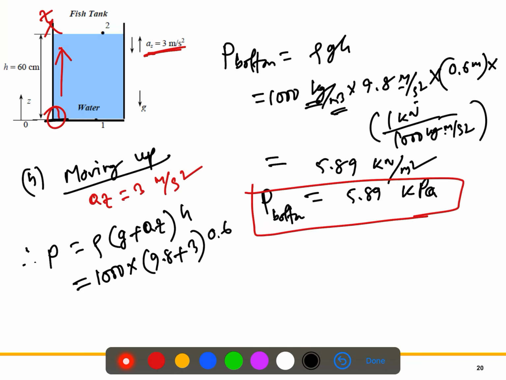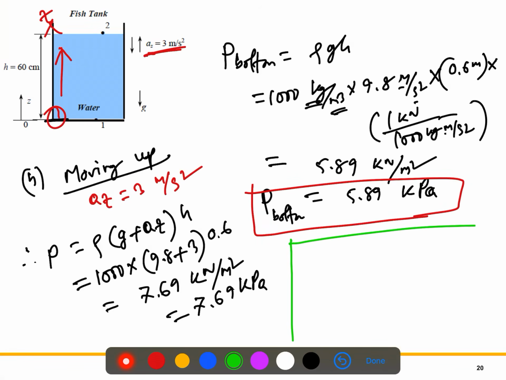Again, I didn't write the units here. So the same thing, I will convert the unit by using this conversion factor, 1 kilonewton equal to 1000 kg per meter second square. So it will be 7.69 kilonewton per meter square, or you can say 7.69 kPa.